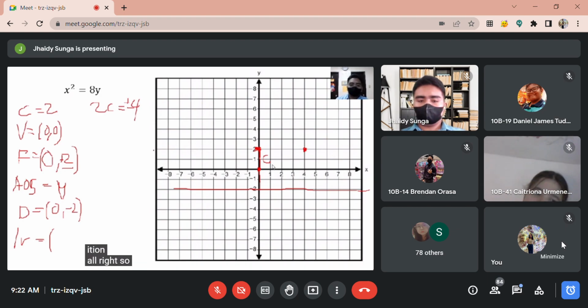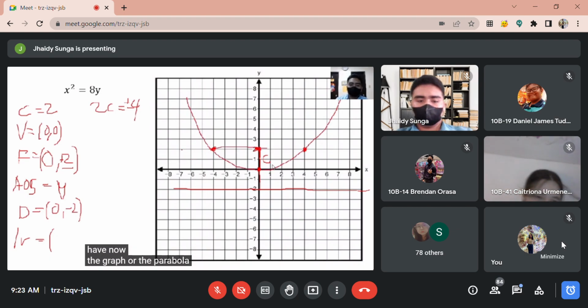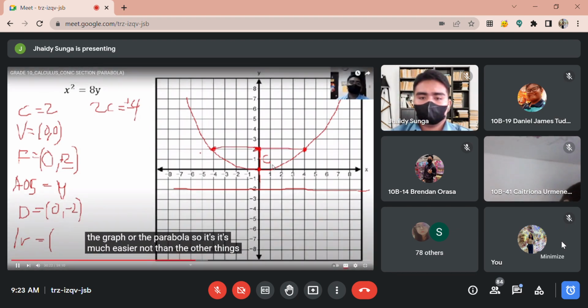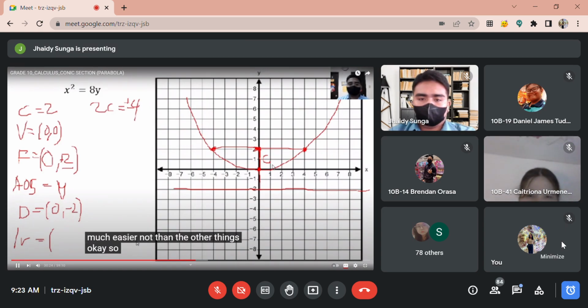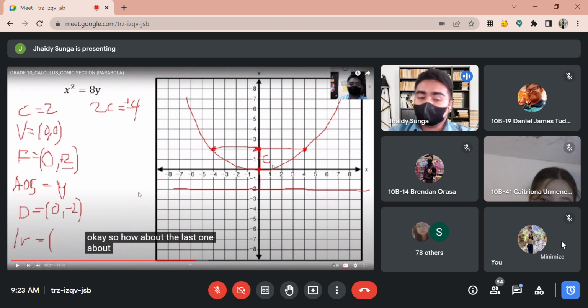This is your latus rectum. So you have now 4c in total, because you have 2c on both sides. So in this case, you now have the graph of the parabola. It's much easier than the other things around. How about the last one? That is how we graph a parabola.